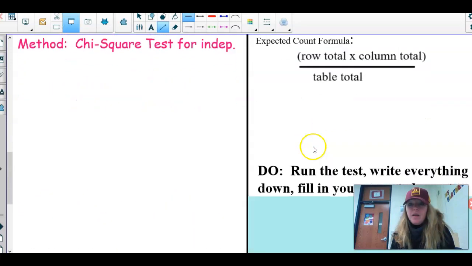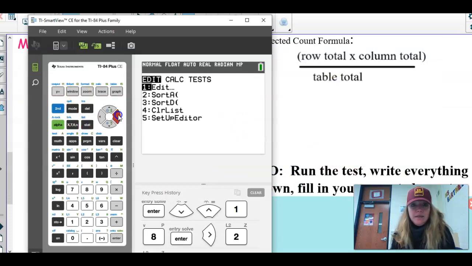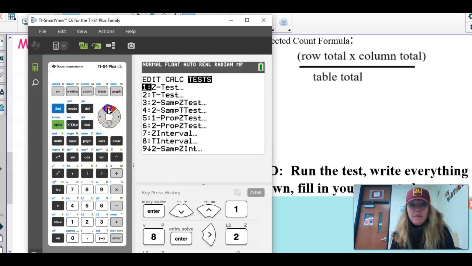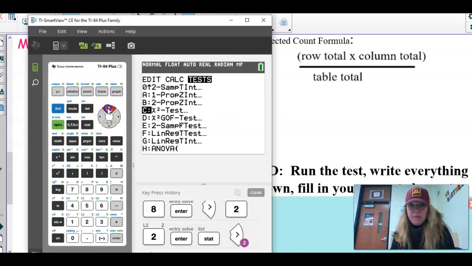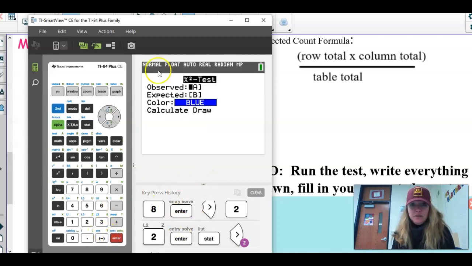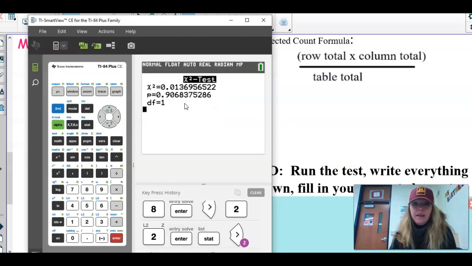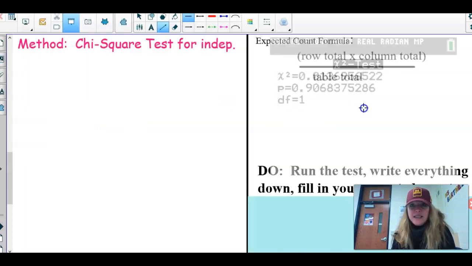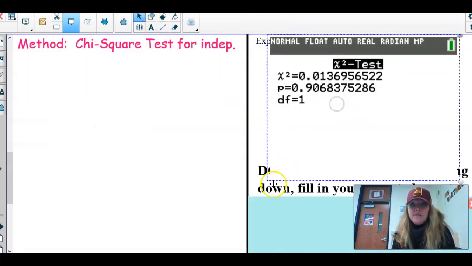Let's just look. I'm going to run the test. So I have it in. I'm going to go to stat, arrow over to test, scroll up and do that chi-square test again. It's the same for independence and homogeneity. I'm going to hit enter. My observed is A. I don't have to do anything with B. Again, I want to be clear, that's a question that comes up a lot. It will automatically compute those expected counts and put them in the B matrix for me. So I just scroll down and calculate, and then I use my fanciness here. That is a large p-value. Holy smokes.